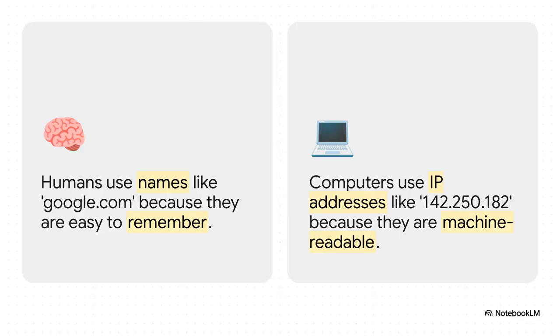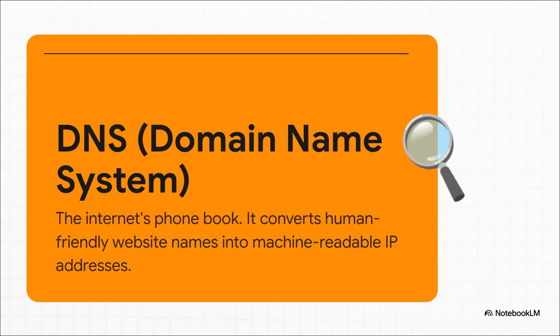Now, here's where that translation comes in. We humans, we like easy to remember names, like catvideo.com. But computers, they don't speak that language. They talk in numbers. They need a unique numerical ID, what we call an IP address, to find anything on the network. So how in the world does your computer get the right number?